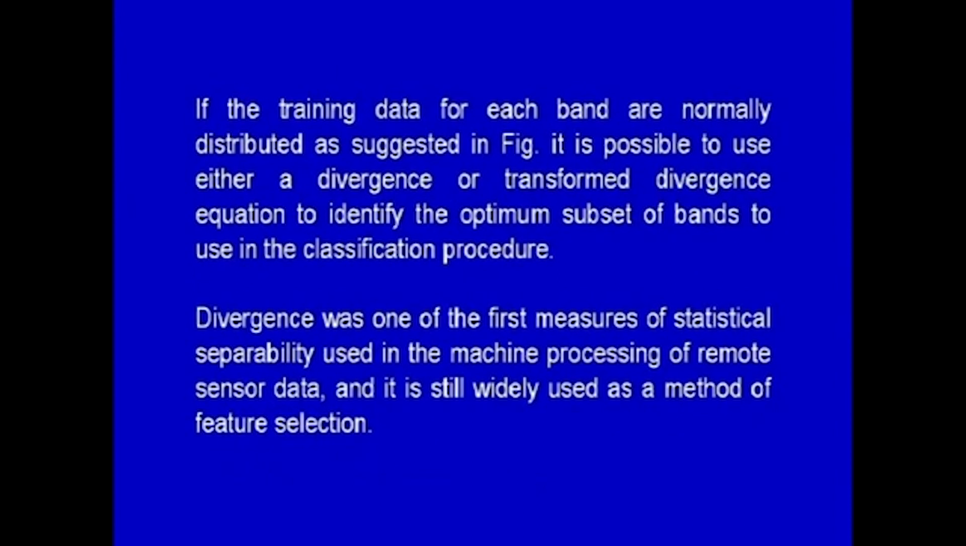If the training data for each band are normally distributed as suggested in the figure, it is possible to use either a divergence or transform divergence equation to identify the optimum subset of bands to use in the classification procedure. Divergence was one of the first measures of statistical separability used in machine processing of remote sensing data and is still widely used as a method of feature selection.